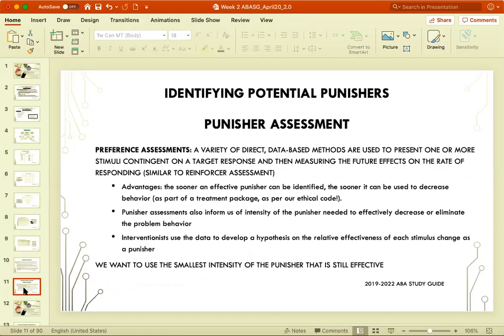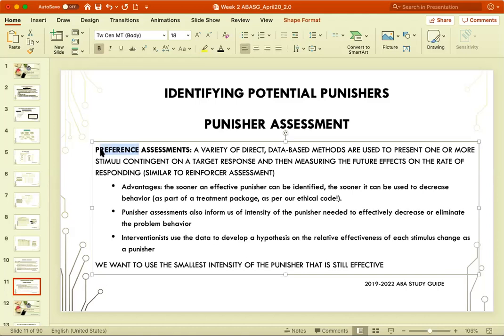And then potential punishers. So punisher assessment is basically where you are going to use a database method to present different stimuli, and you're going to try to measure the effects to see which one has more punishing properties. An advantage is the sooner an effective punisher can be identified, the sooner it can be used to decrease behavior. So if you are at the point where you're choosing to use a punishing stimulus to decrease behavior for whatever reason, you want to make sure you choose wisely what you're going to use, right?